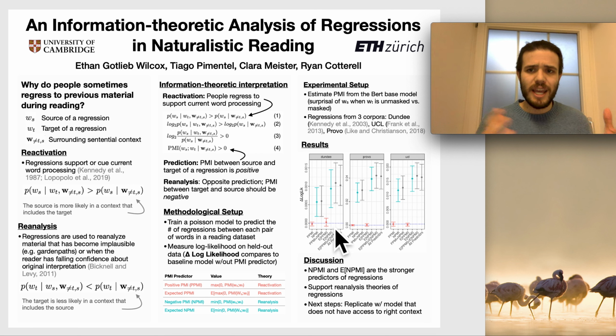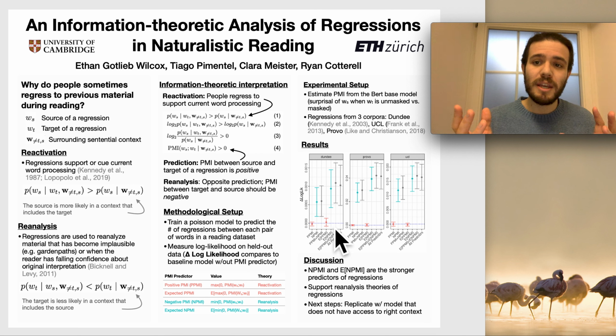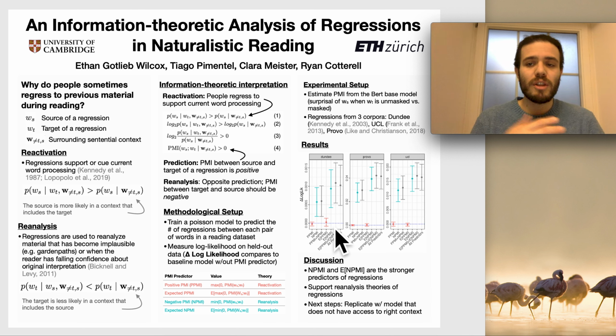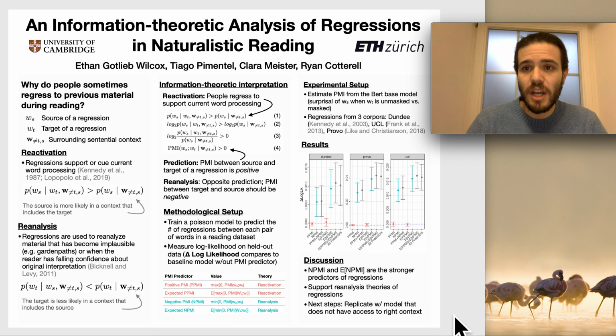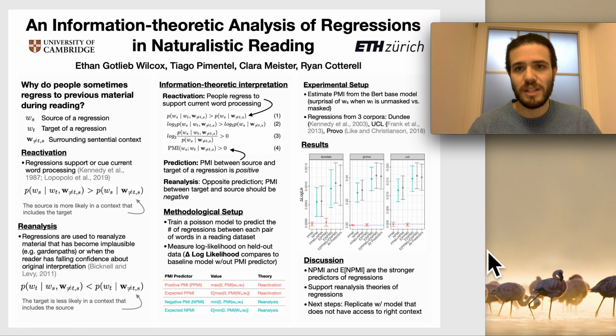In addition to looking at the NPI and PMI themselves, we also look at the expected values of these measures taken across all possible realizations of the target of the regression, under the hypothesis that readers may not be fully confident about the identity of the target. Overall, these results support the reanalysis theory for regressions, and our next steps are to replicate this with a model that doesn't have access to the right context, which is the case with the BERT model that we used above. So thank you very much, and I'm looking forward to further discussion in the synchronous session and the Q&A.